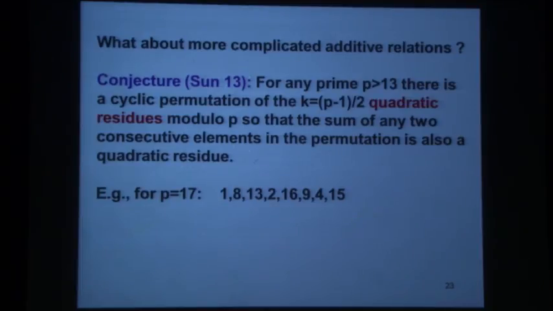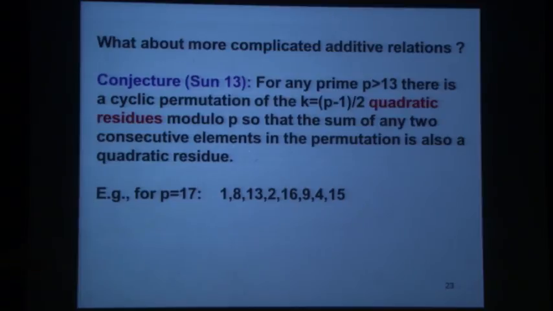So we started, there was the following conjecture, a very specific one again, that for every prime p which is bigger than 13, so even for 17, you can always take the quadratic residues modulo p and put them along a cycle so that the sum of every two consecutive ones will also be a quadratic residue. So here I wrote how to do it for p equals 17.